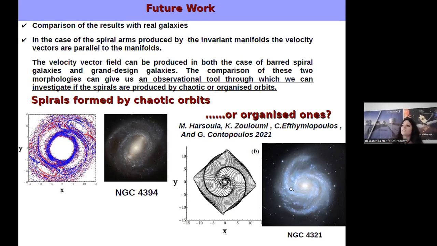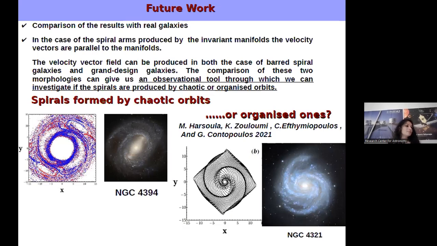But in the case of grand design galaxies, we think that the spiral arms are supported by organized orbits. There has been recent research on this case of grand design galaxies. The mechanism is well known, it is the precessing ellipses mechanism that gives us this symmetric spiral structure. That's why we suppose that we get this structure from organized orbits. But in this case of grand design galaxies, we suppose that the velocity vector field does not give velocity vectors parallel with the spiral arms. It gives velocity vectors perpendicular to these orbits, and as a result perpendicular to these spiral arms.